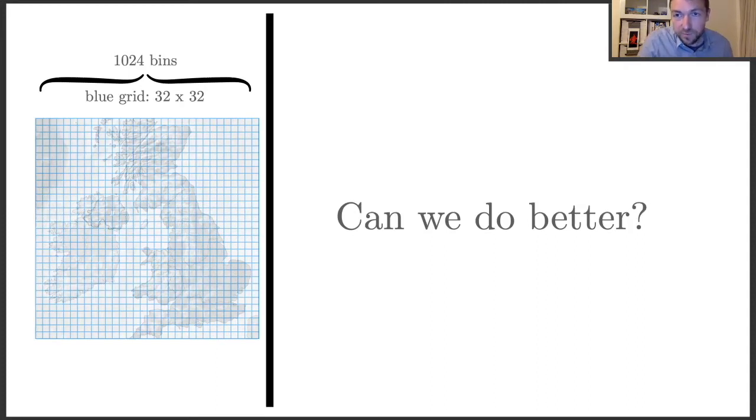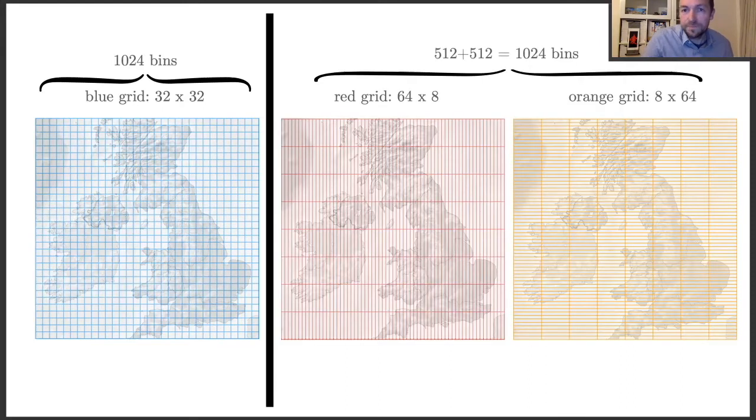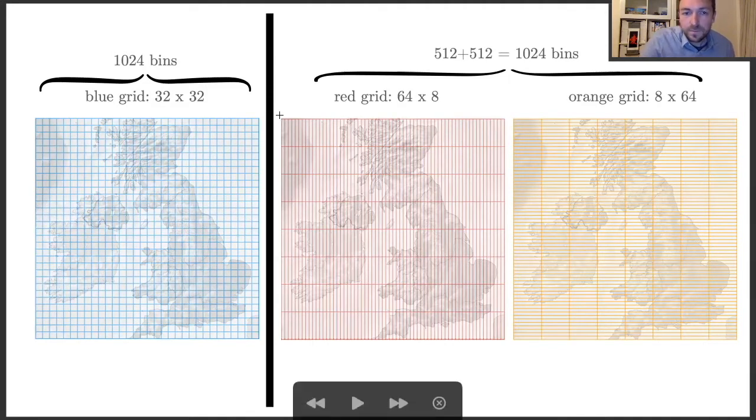So here we presumed we have to split the space into disjoint partitions. What if we presume that this repository of bins allows for overlappings, that we can have 2 grids? How much better can we do? So let's look at a red grid and an orange grid. The red grid has more horizontal partitions, and the orange grid has more vertical partitions. But in total, they have the same number of bins as the original blue grid.